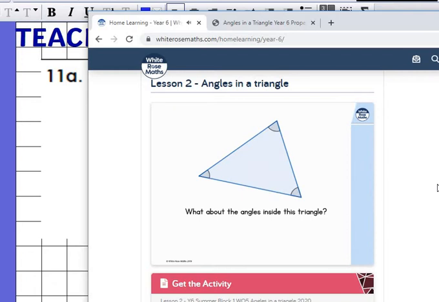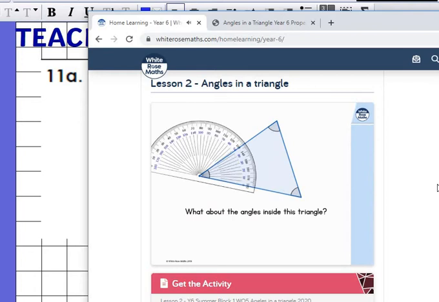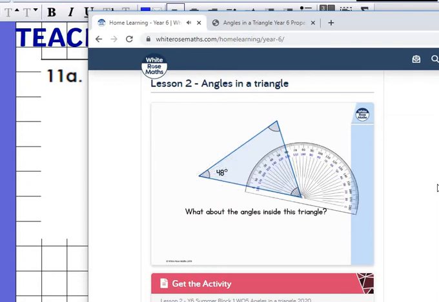What about the angles inside this triangle? Don't worry, I'm not expecting you to work it out, but let's use a protractor to measure. Okay, let's have a look then. So I can see this angle is a little bit less than 50. It's 48 degrees.